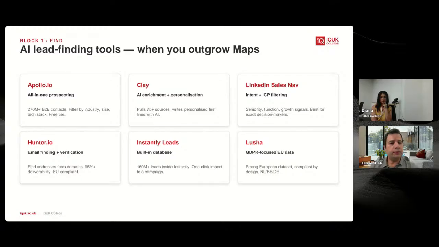So we discussed Google Maps that you can use for finding leads, but there are more advanced paid tools that you can use once you exhaust Google Maps and you think, okay, I need even more leads. Then you can use some of these paid software tools to find more leads. Apollo is one of the well-known ones. It has an all-in-one prospecting approach. They can provide you leads, and they can also give you enrichment and all kinds of filtering embedded in their system.